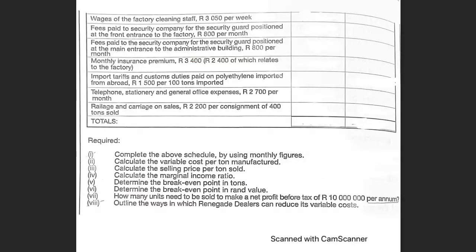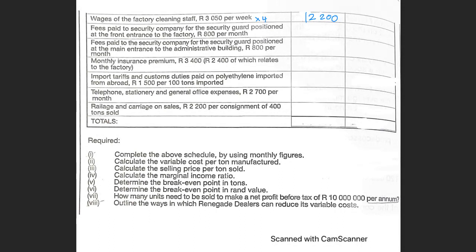Then the next one at the top is the wages of the factory cleaning staff, and it's 3,050 per week. Again, this needs to be on a monthly basis, so we multiply it by 4. The wages of the cleaning staff are not impacted by the level of production. So all you're going to do is convert that to a monthly basis, and it will be fixed in nature because it is the same regardless of how many units are being produced.